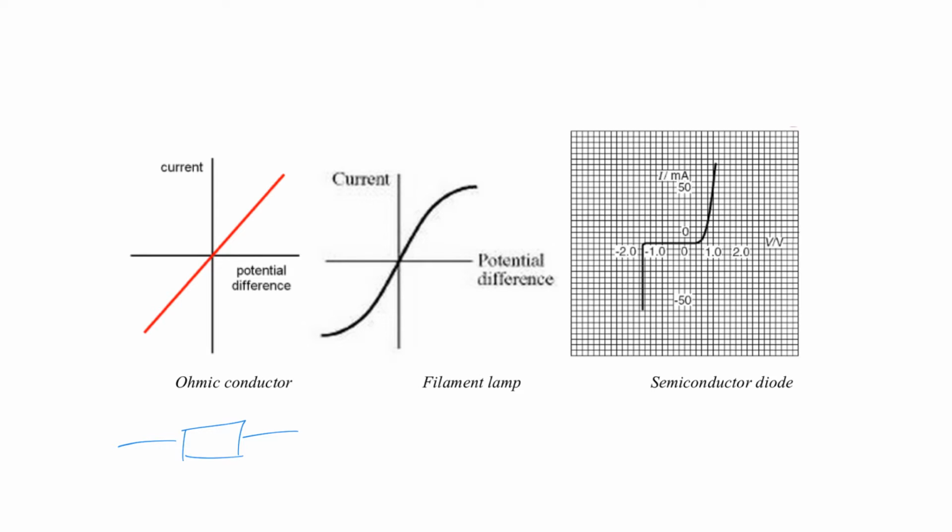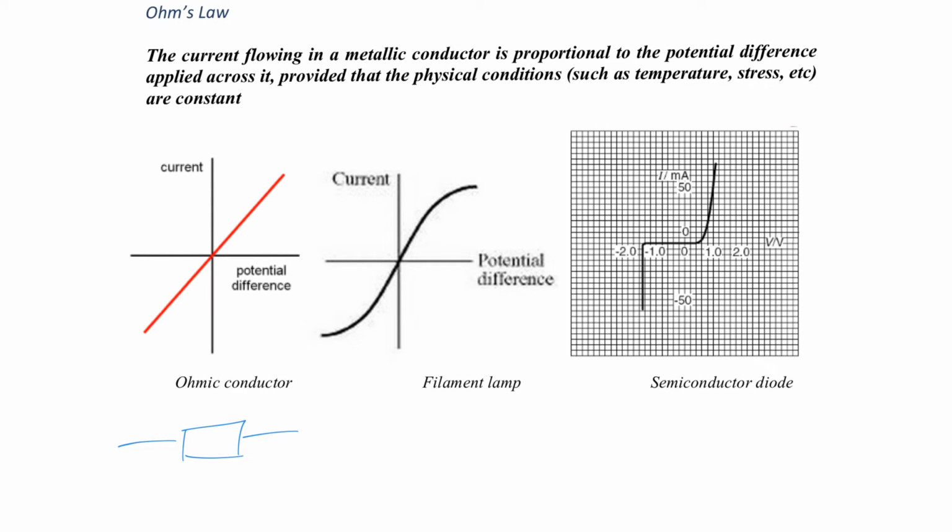If you look at Ohm's law, it says the current flowing in your conductor is proportional to the PD applied across it, provided that the physical conditions such as temperature, stress, etc. are constant. When you say directly proportional, in this case it's actually directly proportional, not just proportional. So it will be a straight line through the origin. What it means is, if you were to calculate the resistance, remember earlier on I was telling you, you draw a line from the origin to any point. So what would that mean? The resistance will be constant. No matter what voltage we use, the resistance will be constant.